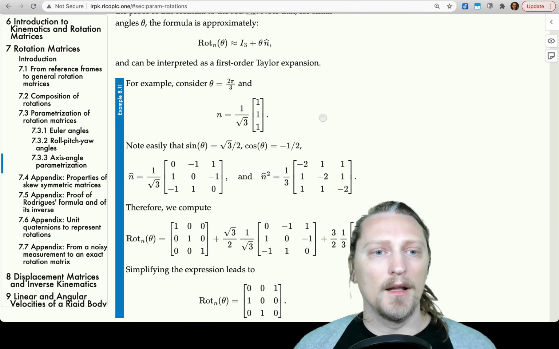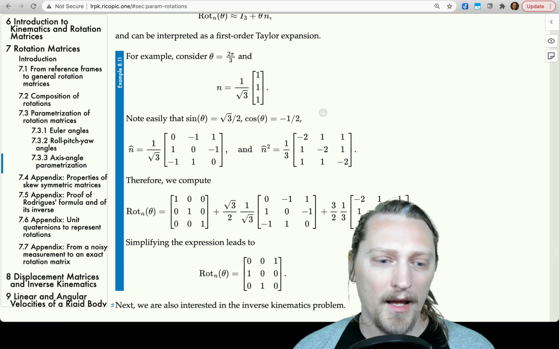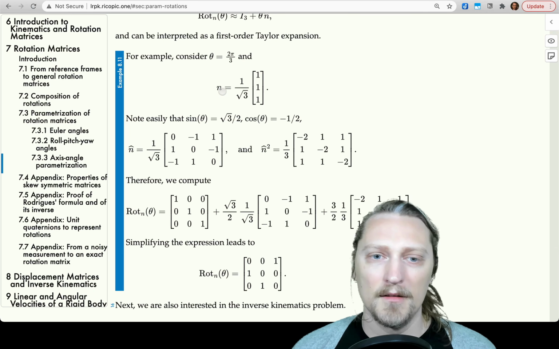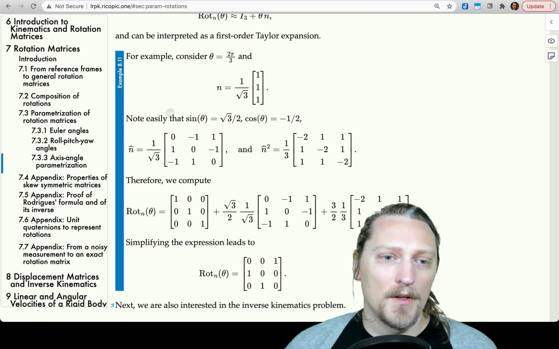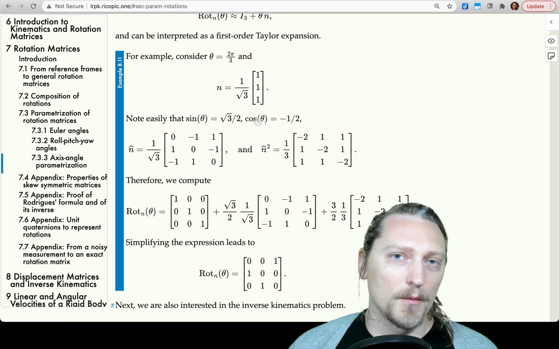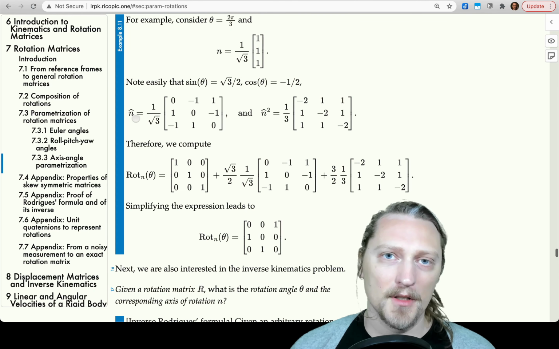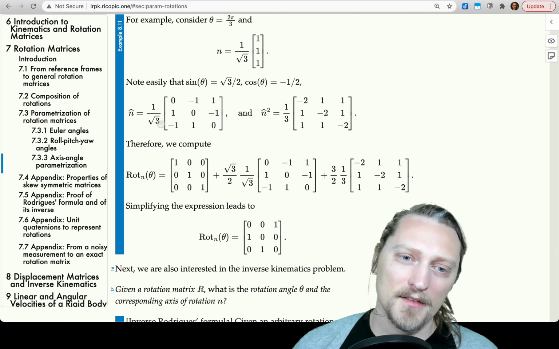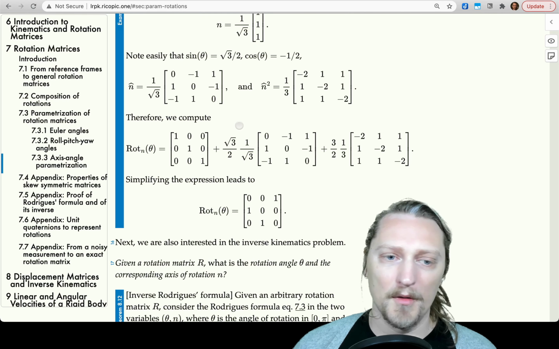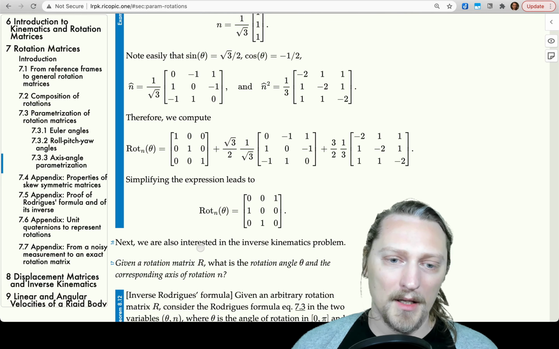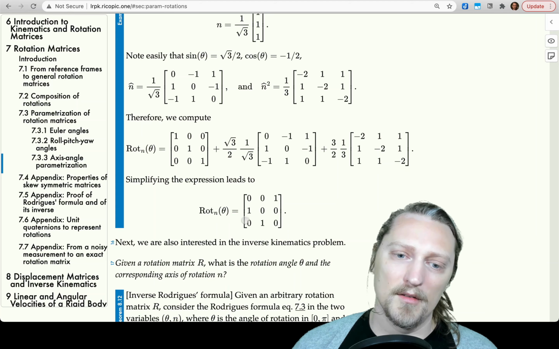Okay, example 811. For example, consider theta equals 2 pi over 3 and n equals this normalized vector in the 1, 1, 1 direction, okay? Note easily that sine theta is equal to root 3 over 2 and cosine theta is equal to negative 1/2. We take the skewsymmetric operator on the n-axis and we construct the skewsymmetric matrix. We square it to get this. Therefore, we're just computing it with the formula, plug it in, and we get this rotation about axis n of theta. The rotation matrix is here.